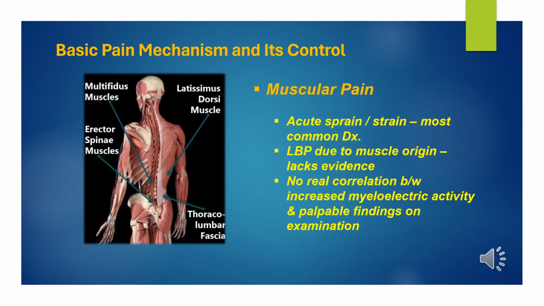We've already touched on this briefly, but let's discuss it again, and it's muscular pain. The most common diagnosis for low back pain is an acute sprain or strain. We see this all the time in our QME examinees. However, the scientific evidence for low back pain of muscle origin is lacking. Some patients are known to have palpable findings in their back muscles during a physical exam with associated increased myoelectric activity, whereas others have suggested no increased activity. So it is pretty uncertain as to muscular pain causing low back pain.